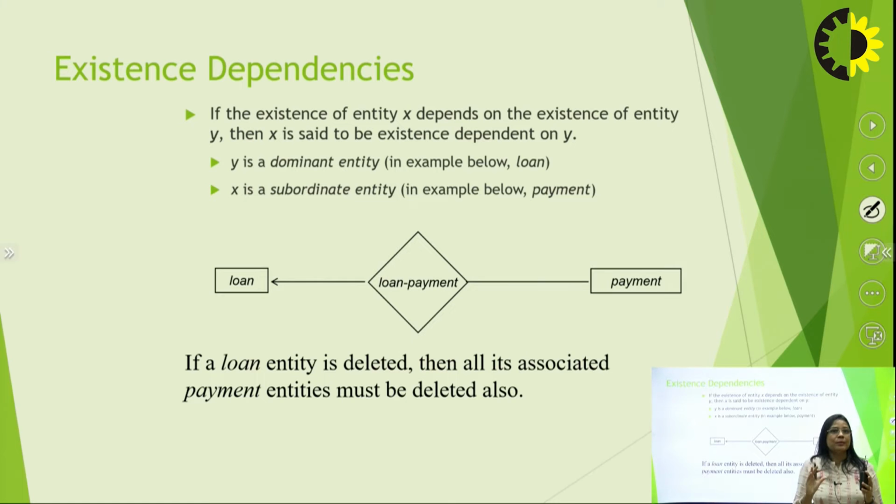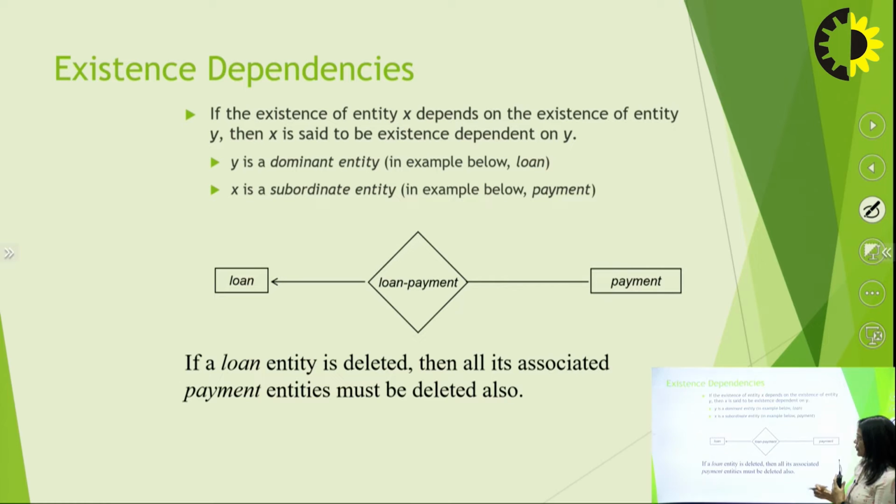Now, existence dependency. This is a very, very important concept for the modeling of any database, right? Here we can take an example, loan. Loan is an entity, and payment for that loan is an entity set. There may be multiple payments, or a single payment, for a loan. In general, it is multiple payments for the loan, right? So there is a loan payment relationship.